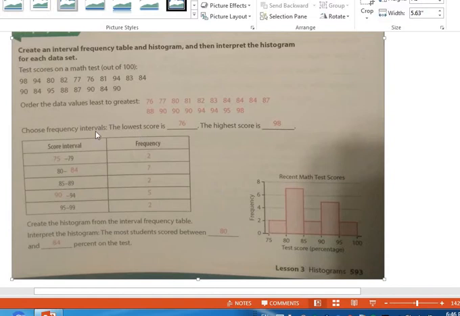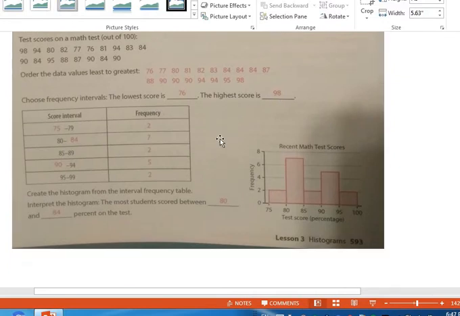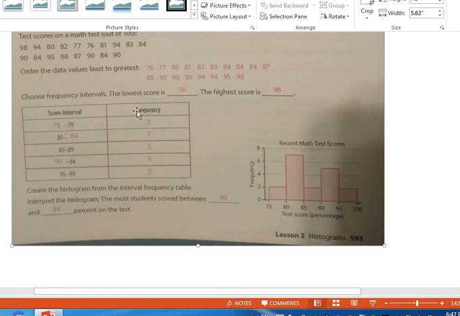Okay. Choose frequency intervals. The lowest score I have here is 76. I'm now choosing the frequency intervals. So I write the lowest score is 76. The highest score is 98. Here, score intervals and frequency. I will write from 76, or rather take the number before 76. Of course, take the number before 76. So I write 75, 75 until 79.